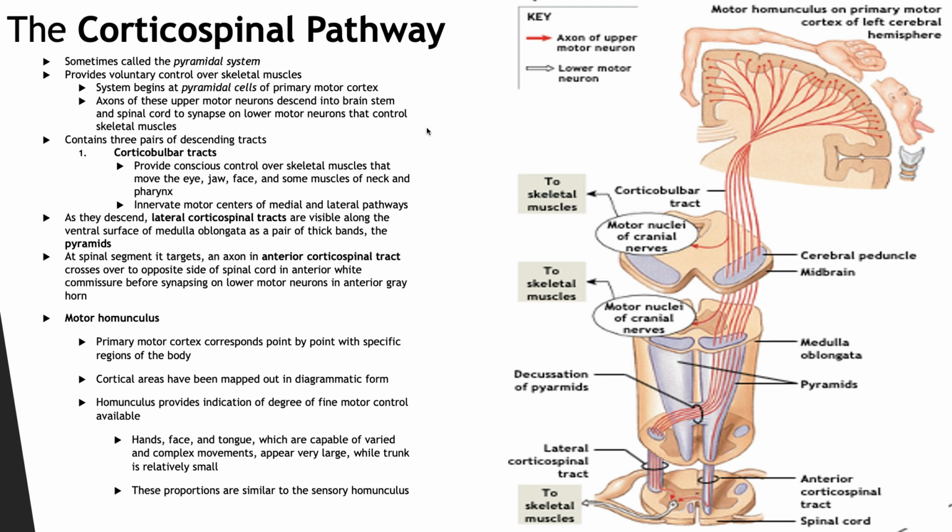The proportions of the motor homunculus are quite different from those of the actual body because the area of the primary motor cortex devoted to a specific body region is proportional to the number of motor units involved in the region's control, not to the region's actual size. For this reason, the homunculus indicates the degree of fine motor control available. For example, the hands, the face, and the tongue are all capable of varied and complex movements, so they appear large. In contrast, the trunk is relatively small, and these proportions are similar to those of the sensory homunculus.